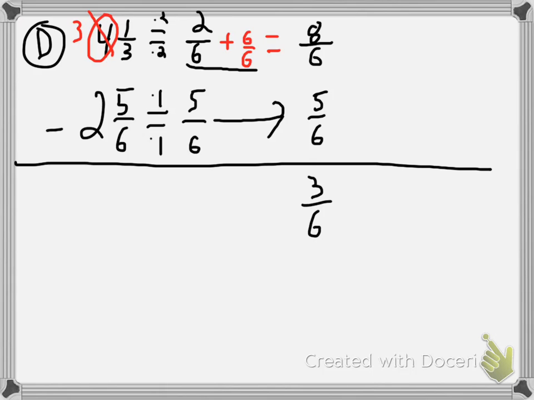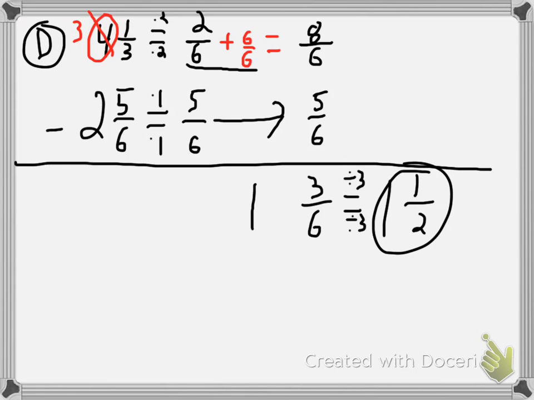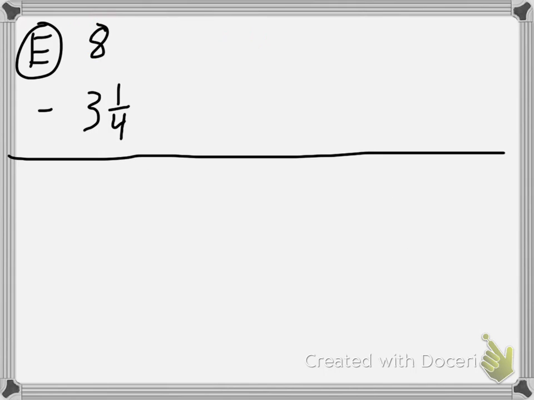3 minus 2 is 1. So 1 and 3/6. I have to think to myself, is that in lowest terms? It's not. So divide by 3, divided by 3, 3 divided by 3 is 1, 6 divided by 3 is 2, 1 1/2 is my answer here. 1 1/2. Okay, let's do one more of these as practice.